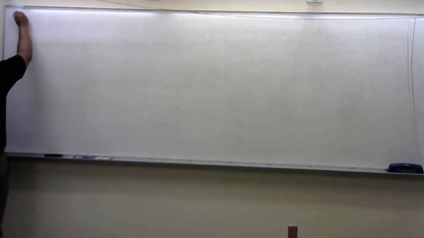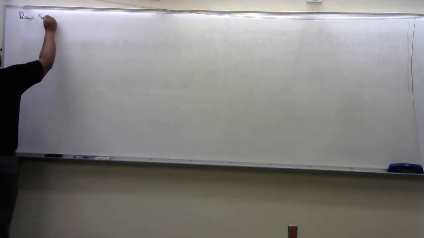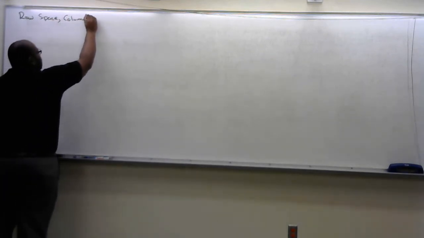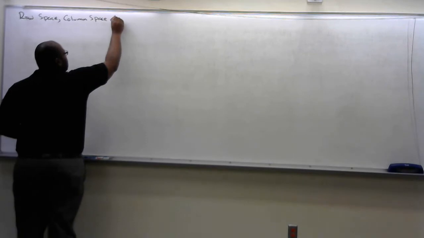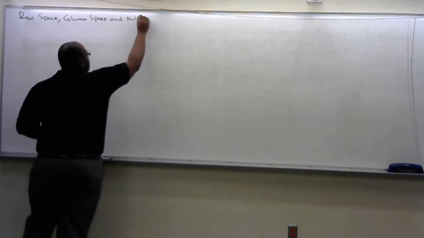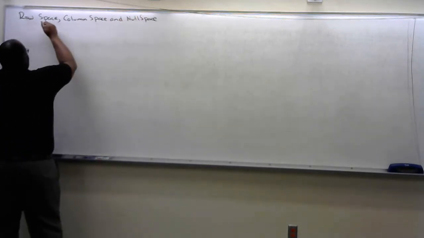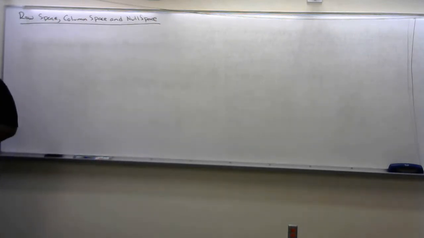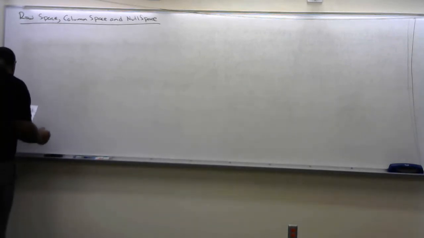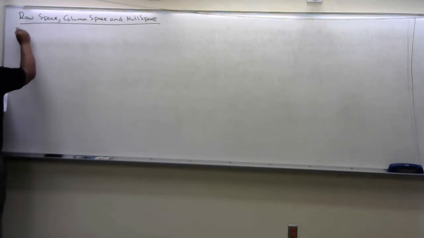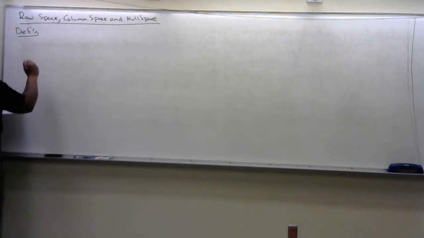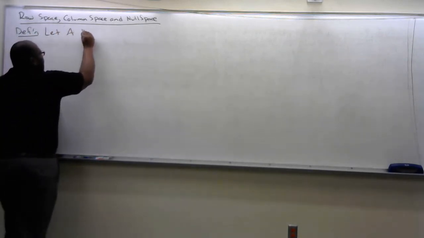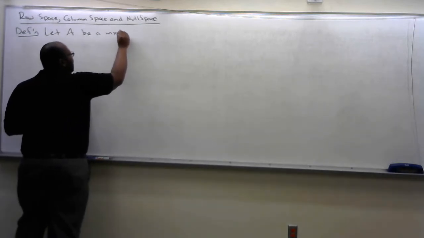All right, so let's get started with the next part, which is row space and column space. Let's start off first with the definition. Let A be an m by n matrix.